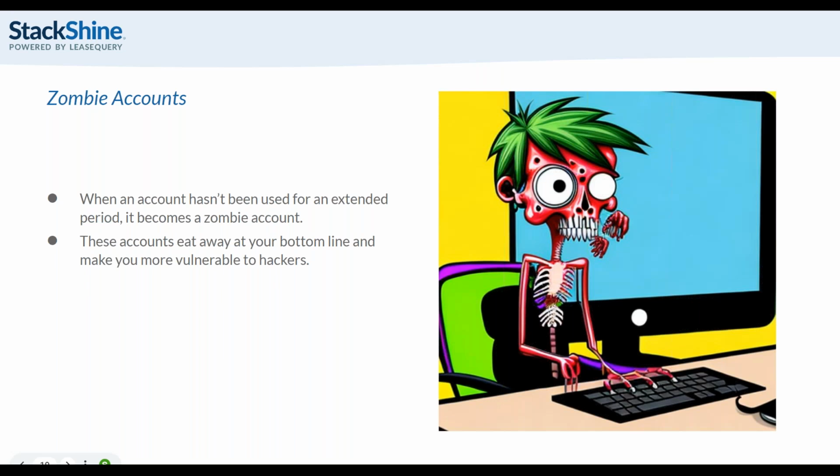So obviously the security risk is the big one. If you have accounts that are storing your data and you're not using them, you can end up with a cybersecurity risk, financial risk, and compliance risk, all the risks we've talked about. Zombie accounts are no good for anybody.